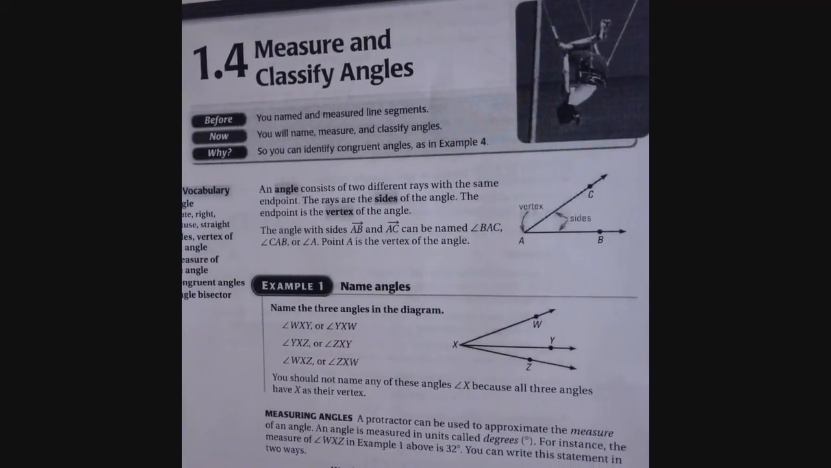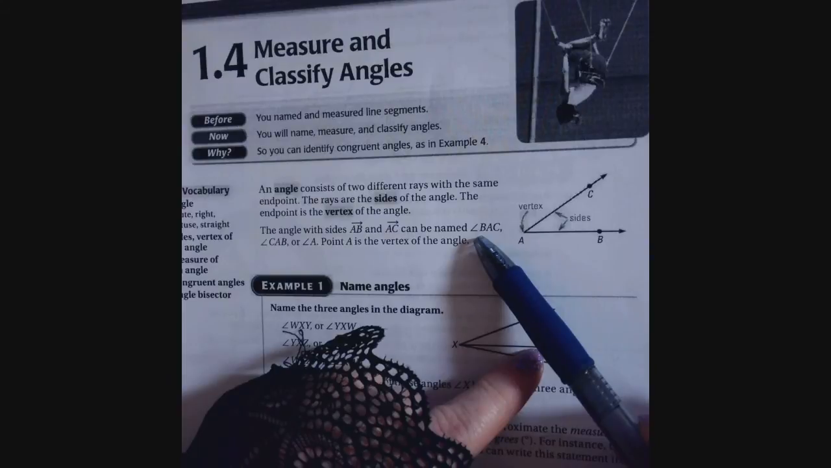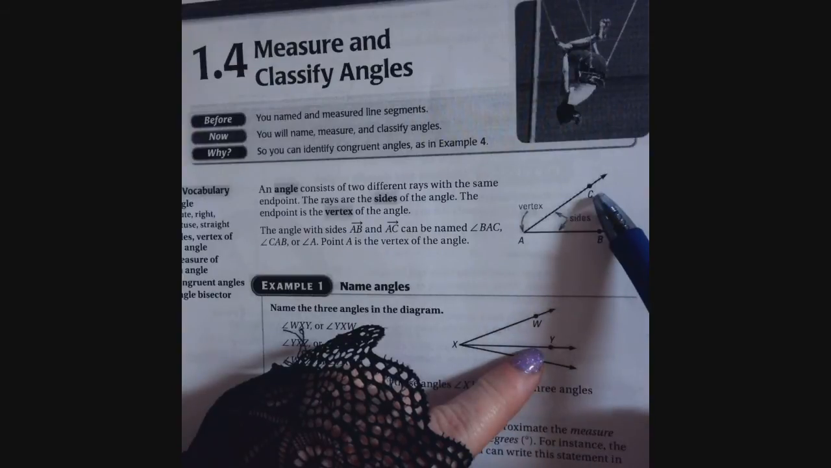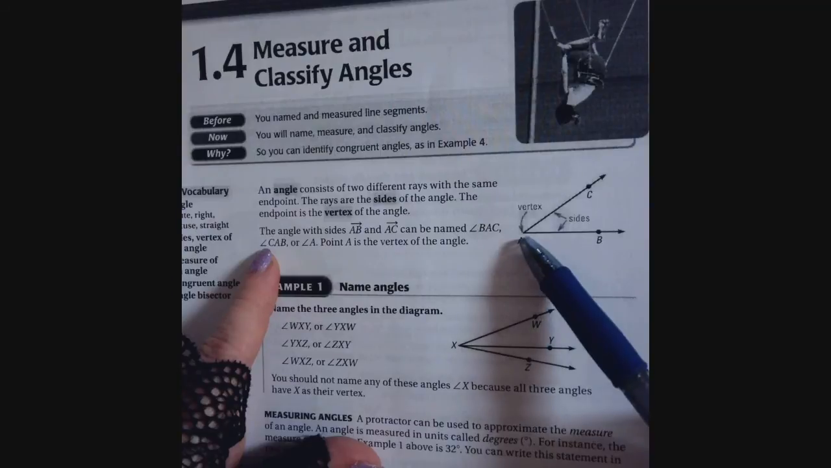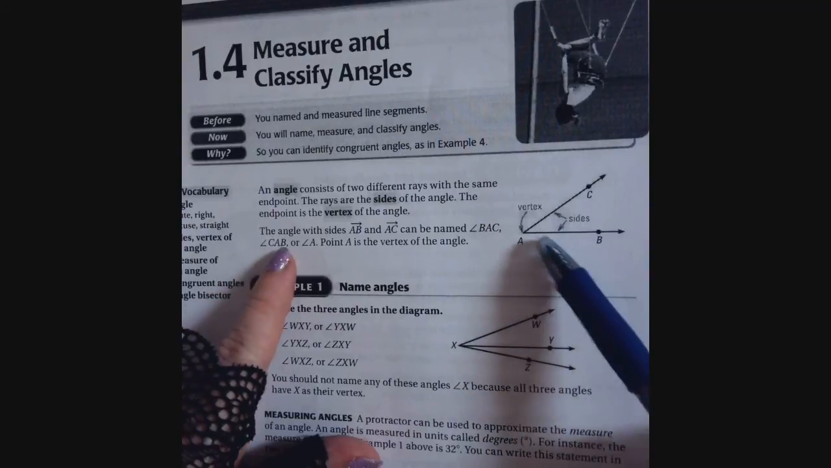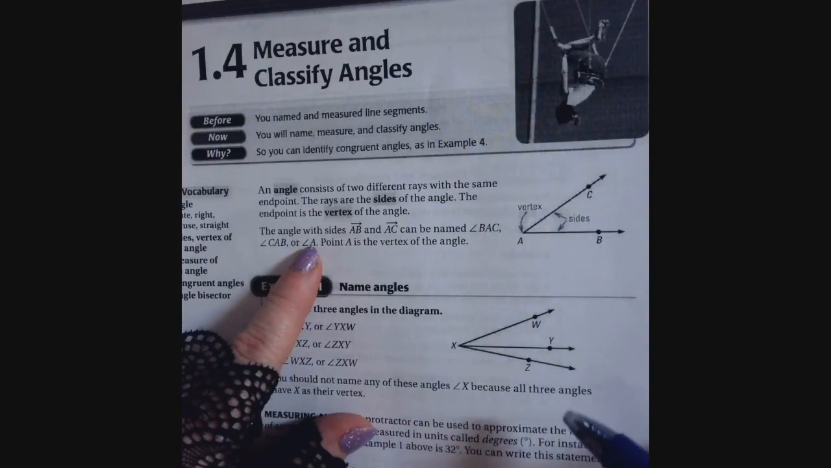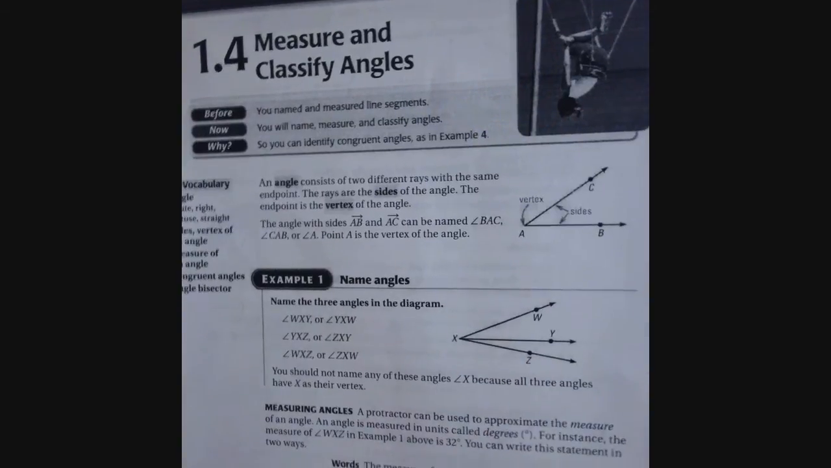The angle with sides AB and AC can be named angle. This is the geometry symbol for angle. Angle BAC, you can name it that way. You always have to have the vertex in the middle, or you can name it angle CAB. Or you can just say angle A. You can name it just by the vertex, the point there. Okay, so there's 3 different ways that you can label this.